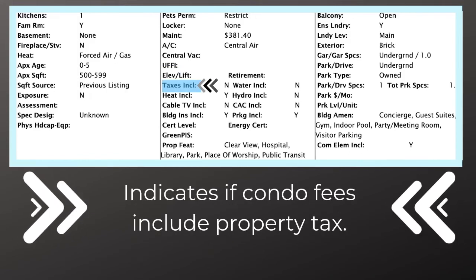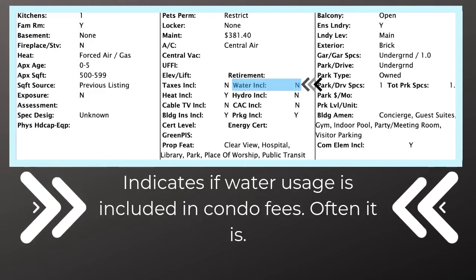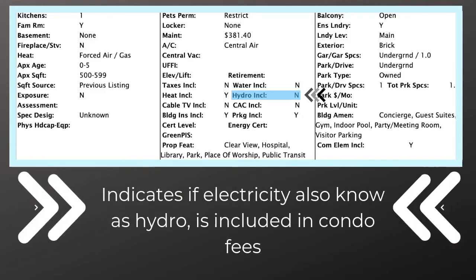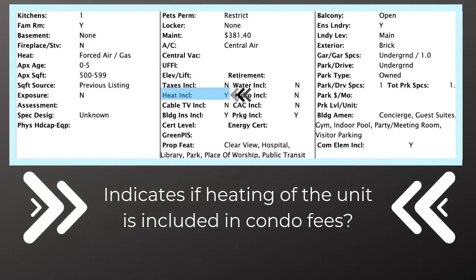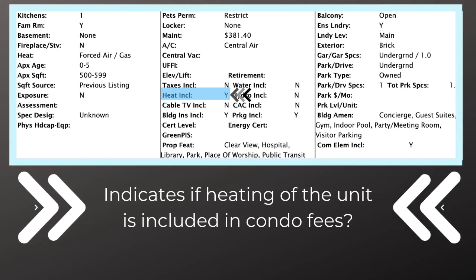The next one indicates that the condo fees include property tax. Here we have water. This indicates if water usage is included with the condo fees. Most of the time, it is. Here we have hydro. It indicates if electricity, also known as hydro, is included with the condo fees. This next one indicates if heating is included with the condo fees.